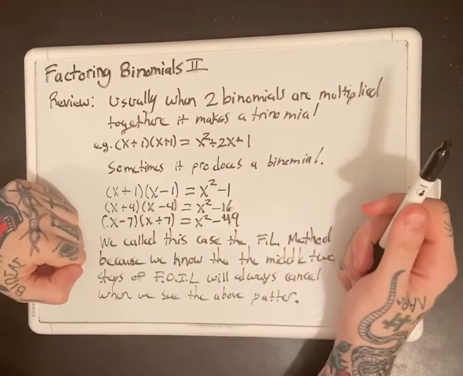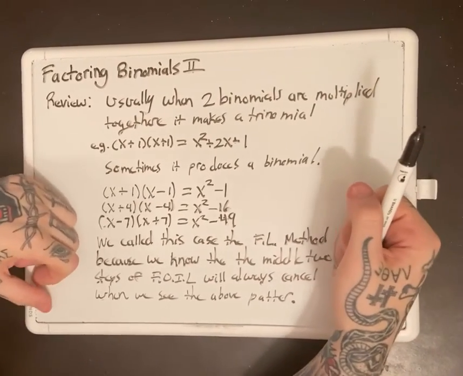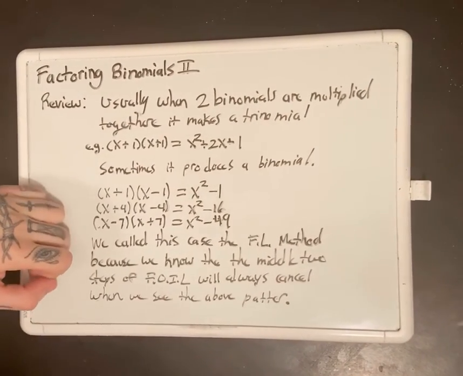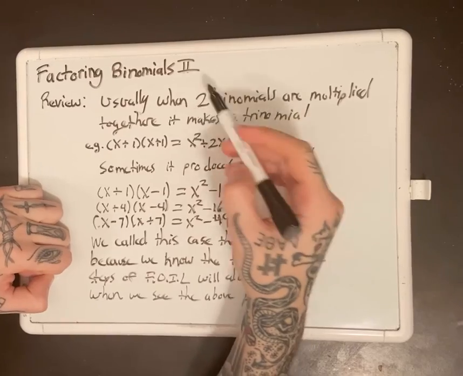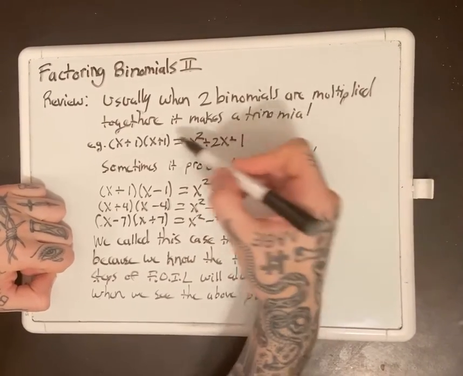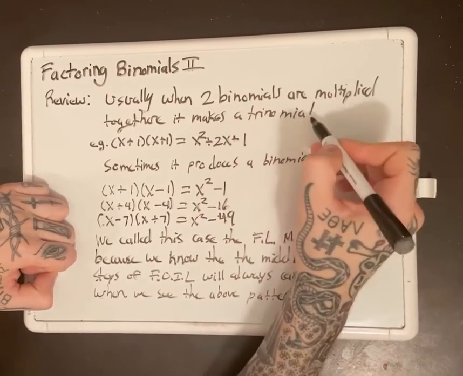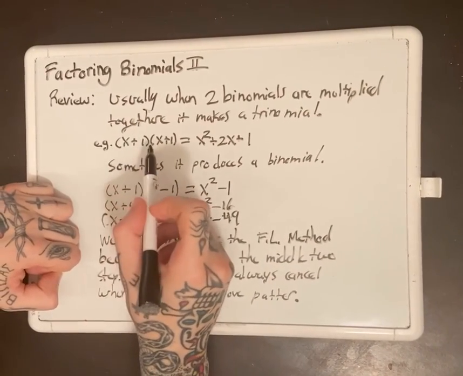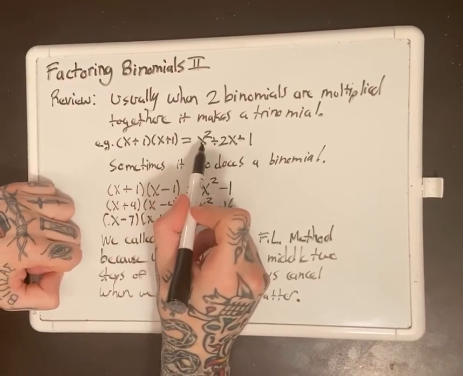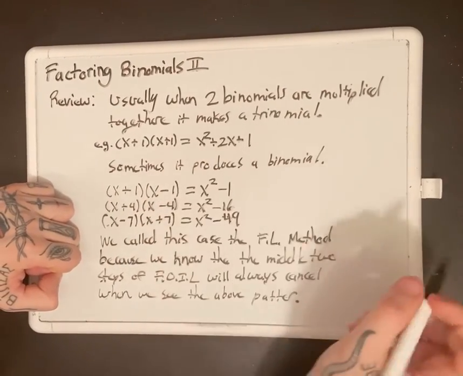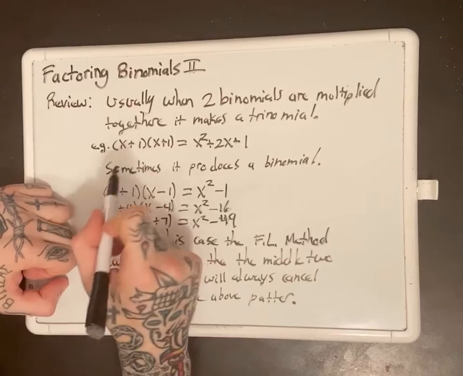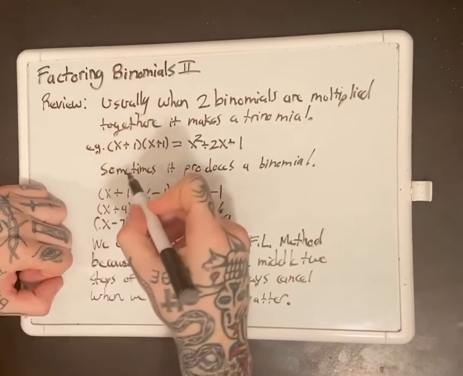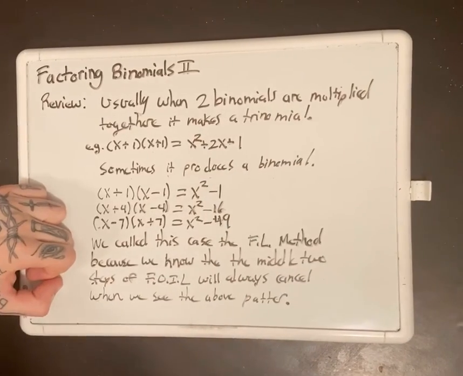Let's just quickly review some stuff about multiplying binomials before we talk about factoring binomials. Usually when two binomials are multiplied together, it makes a trinomial. Okay? For example, x plus 1 times x plus 1 equals x squared plus 2x plus 1. So two binomials multiplied together equals one trinomial. But sometimes it produces a binomial.